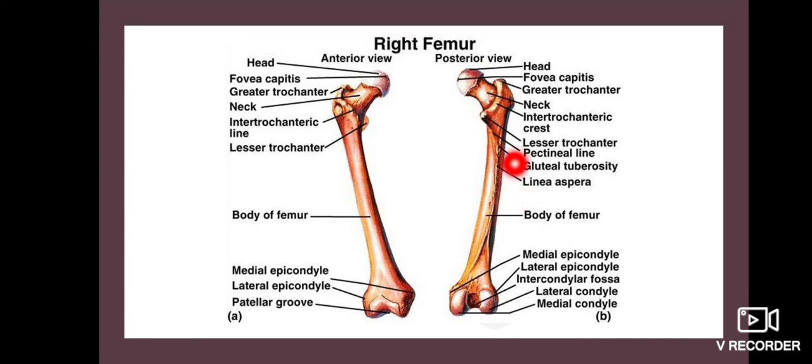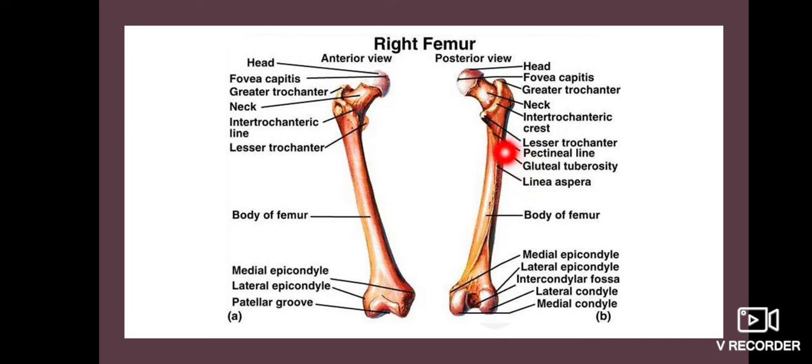the same line, the linea aspera, when it comes down, there also it divides into 2. One goes medially, the other goes laterally. And these 2 lines are called the medial supracondylar line and the lateral supracondylar line.